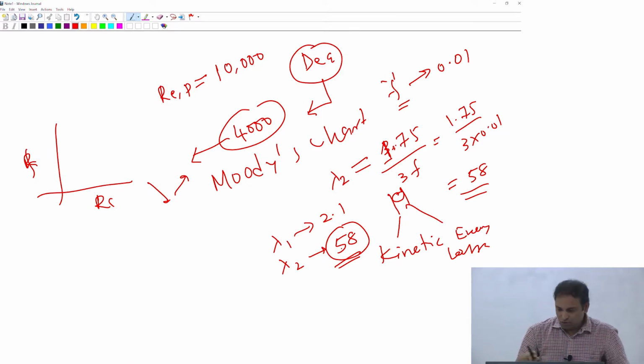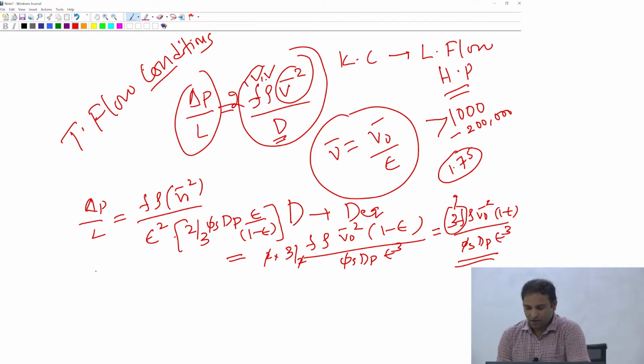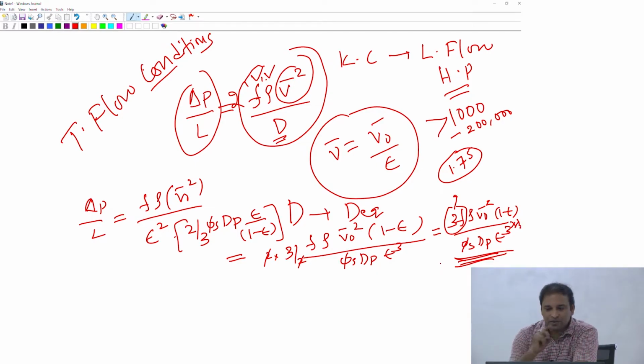So basically, when we looked up here, when we did this, 3 times f rho v naught bar square 1 minus epsilon divided by phi s dp and epsilon cube, that is for a straight pipe. But of course, I would have to have a tortuosity factor lambda 2. These are all based on some of the experiments that people have done. After these developments, correlating your delta p by L to different parameters were developed.